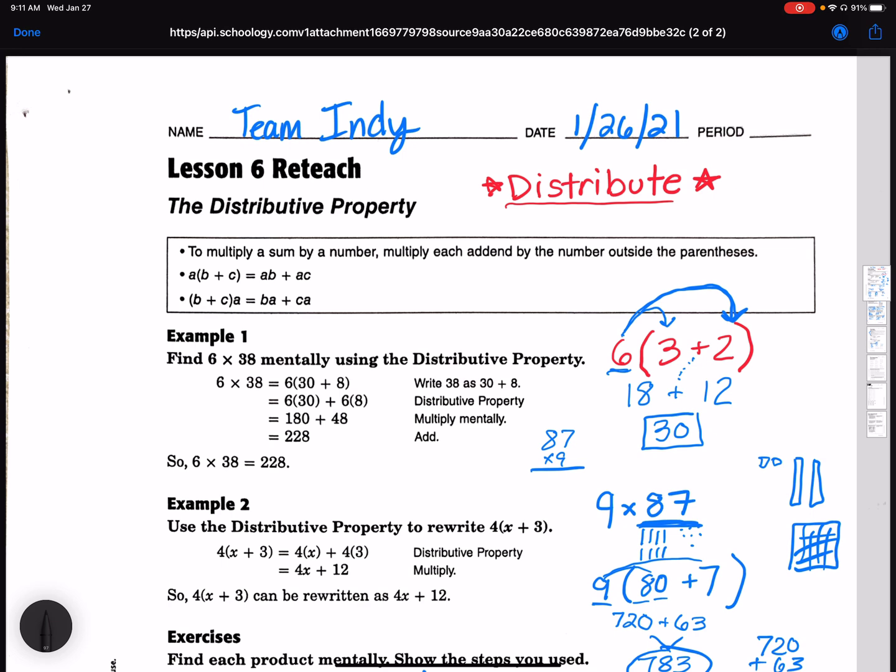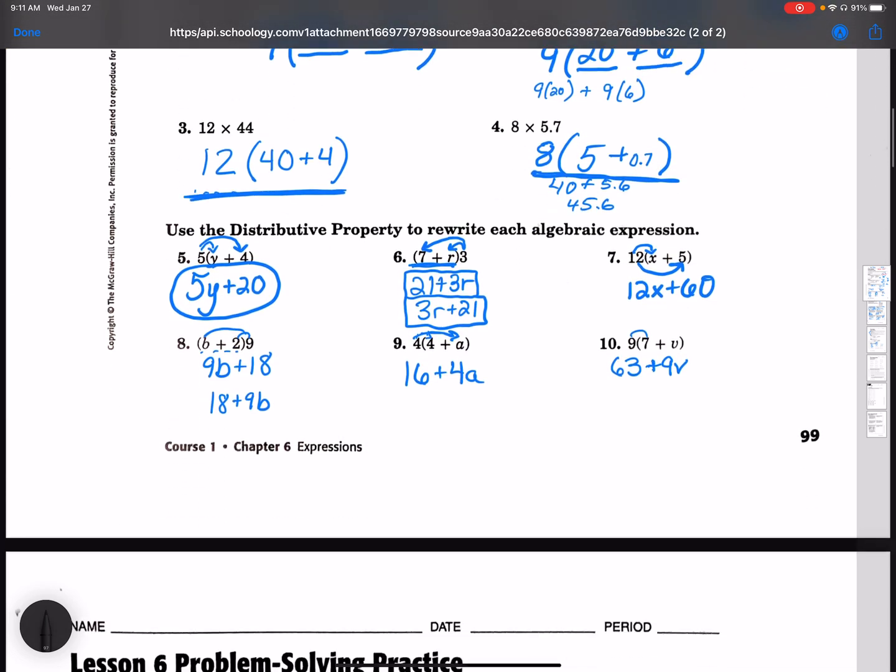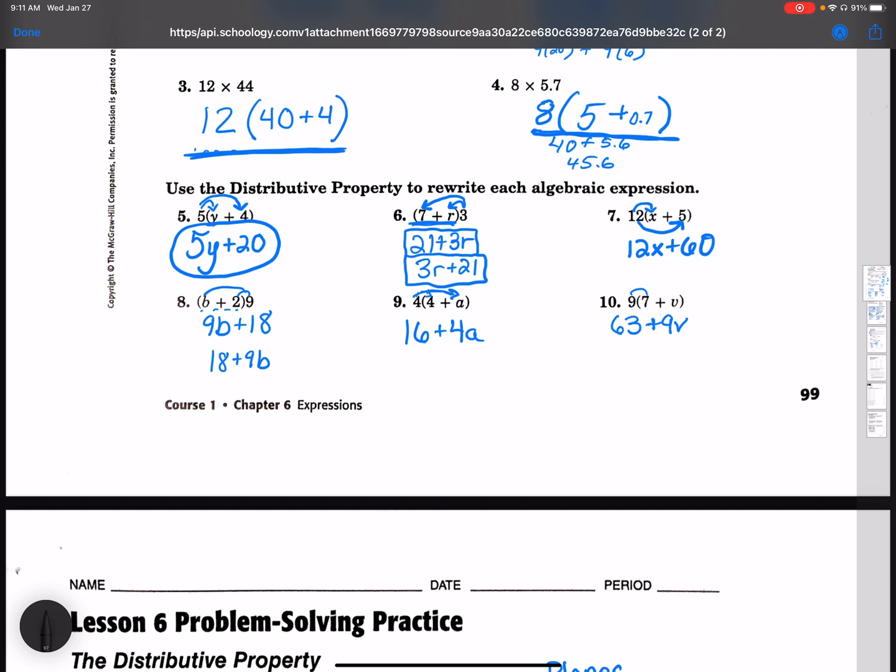Distributive means to distribute. So we ended up distributing this outside number, which if we're looking at number 9 here, I'll rewrite it. The outside number is multiplying the inside two numbers. So 4 times 4 is 16. 4 times A, you just put it as 4A, which is 4 times A, and you bring down that addition sign.